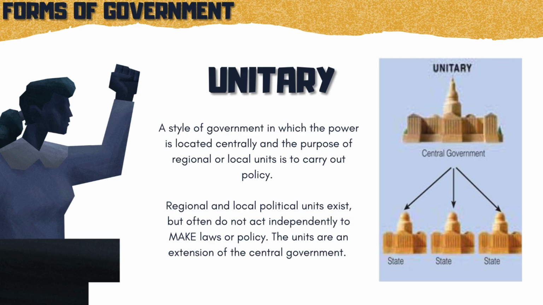On the other hand, a unitary state is like a school where the principal makes all the rules and the teachers just carry them out. In a unitary system, the power is held by one central government, and regional governments like states and provinces only exist to enforce what the national government decides. Examples of this would be France, Japan, and the United Kingdom. These governments have one big decision maker making the laws that apply everywhere in the country.